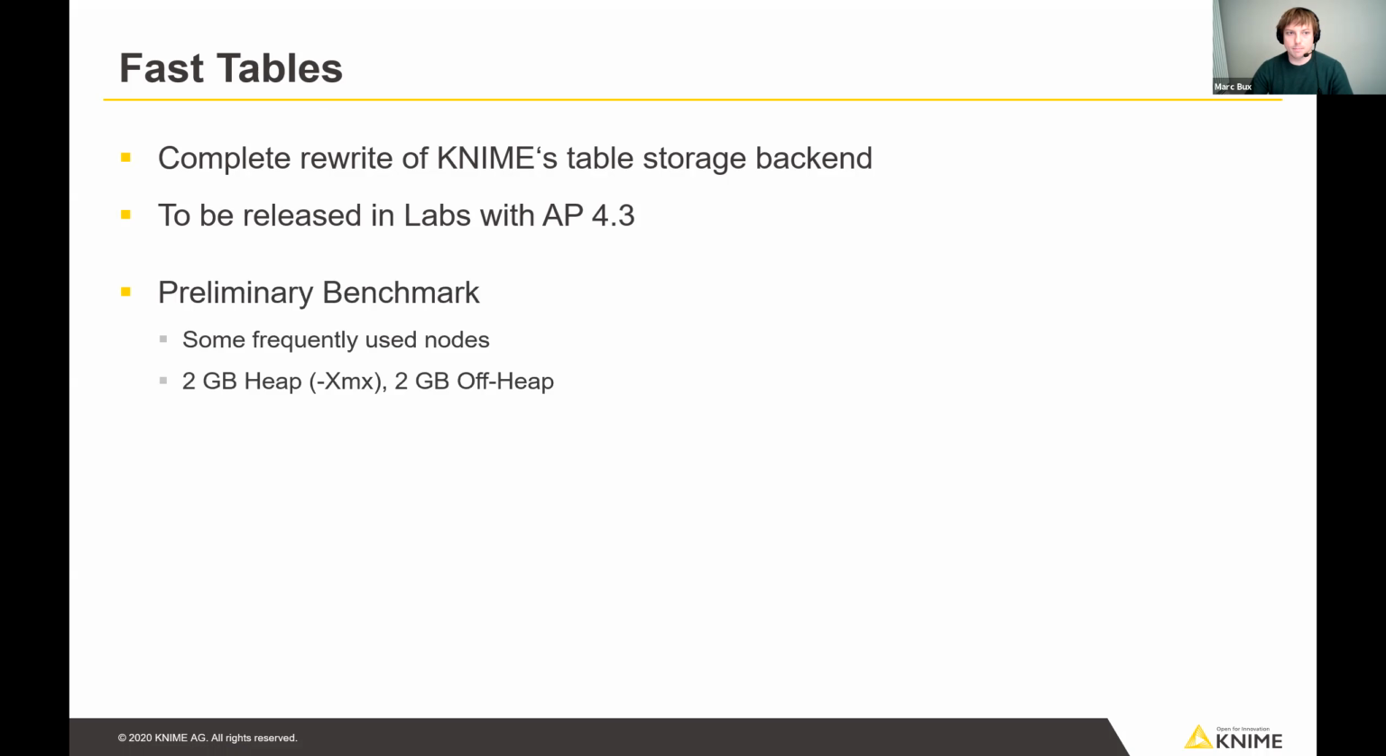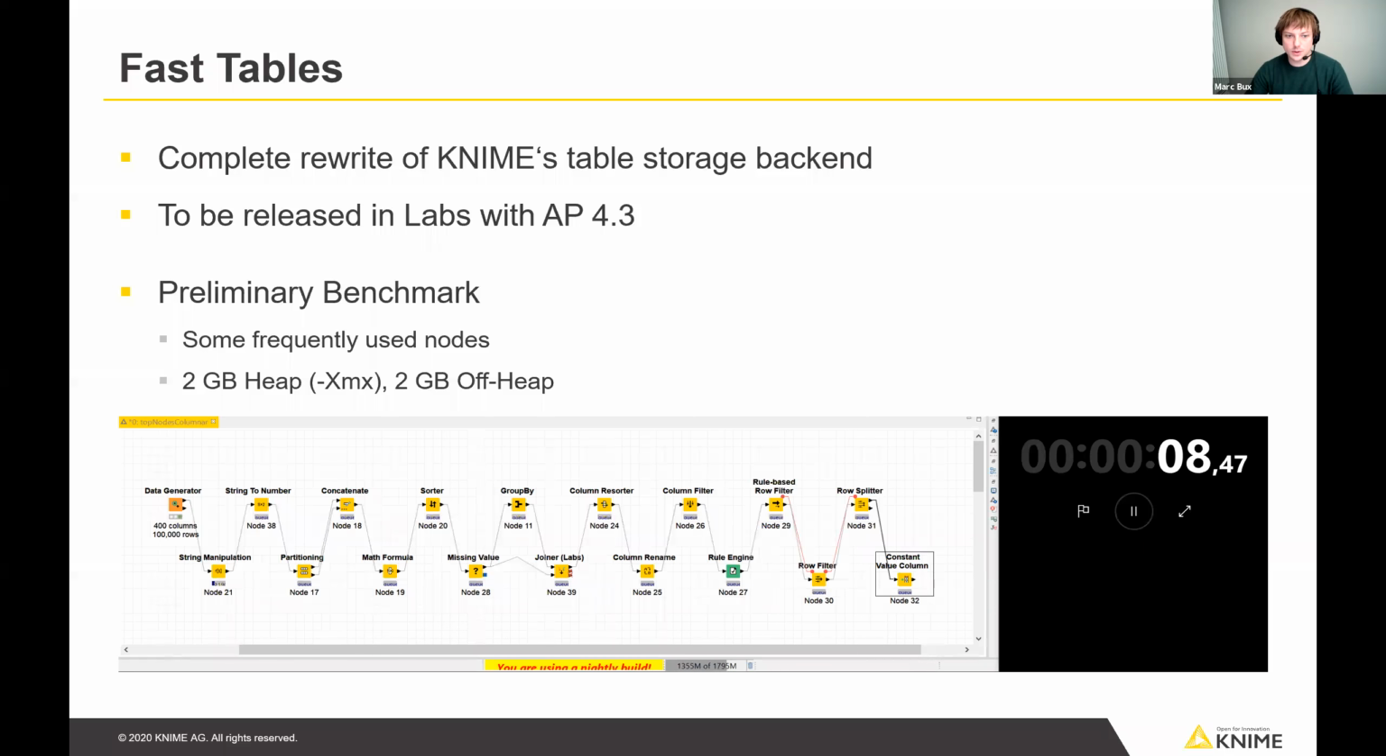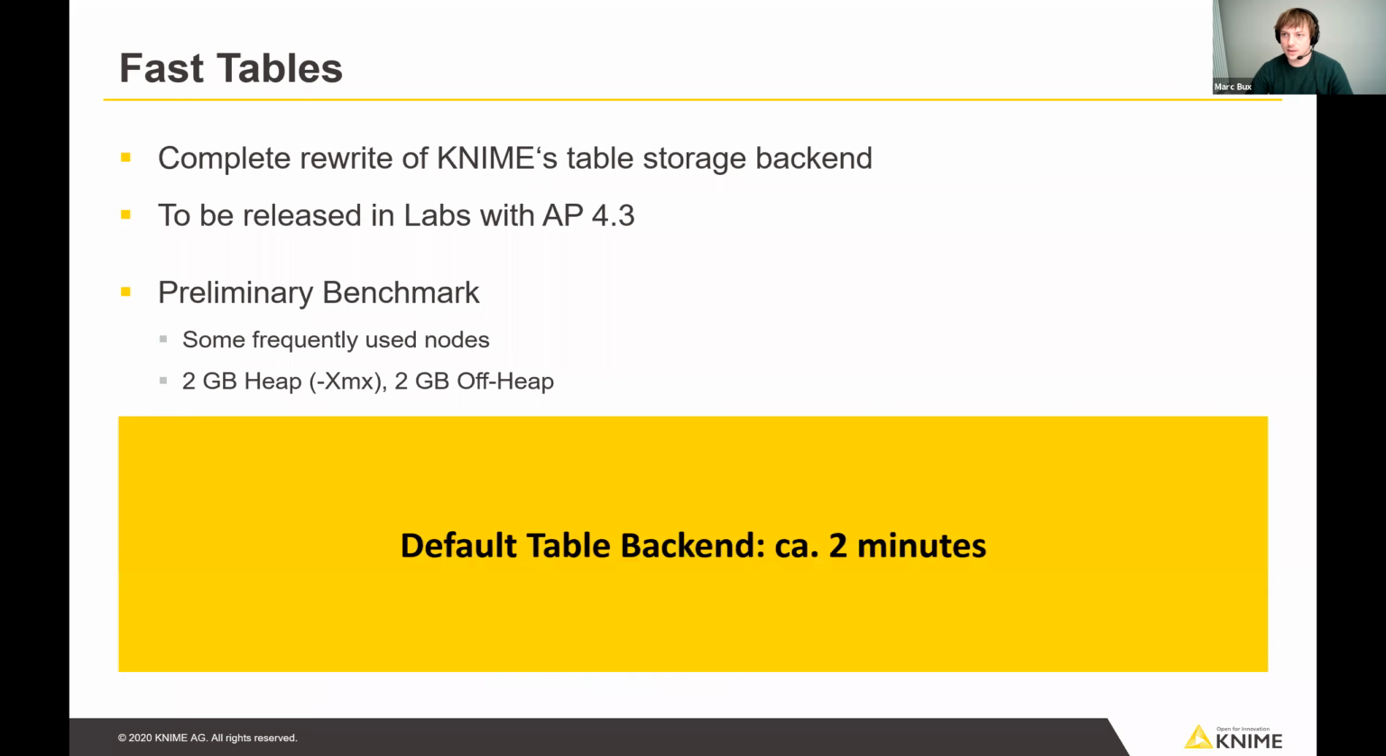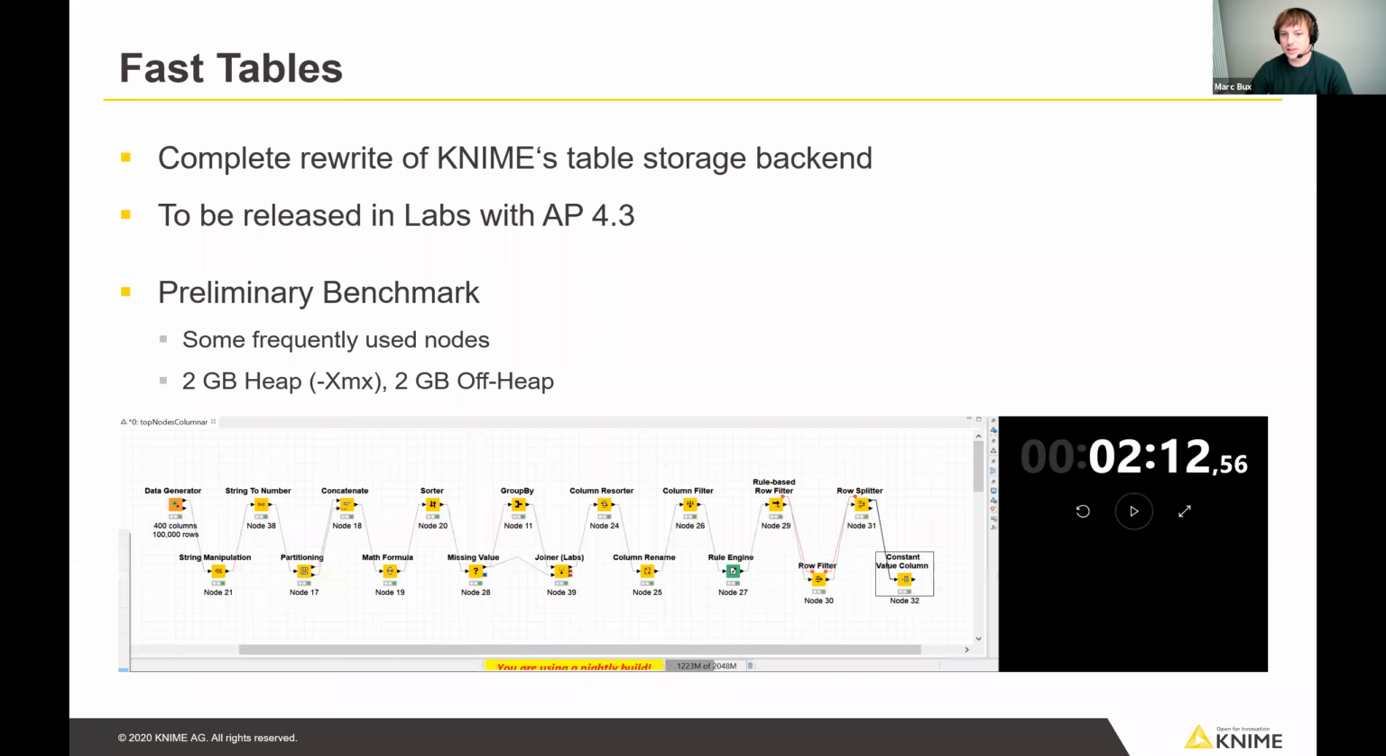Just to start with a bang, this is one preliminary benchmark of this new columnar table backend. I have a workflow here with some frequently used nodes. You see a joiner, a sorter, group by nodes, column filter nodes, partitioning nodes, all kinds of nodes that you might be using quite often, and you might have noticed that they are sometimes slower than you would hope. In this benchmark, they're just plugged together, processing data from a data generator that generates about 400 columns of 100,000 rows. With the old table backend, it takes about 2 minutes to execute this.